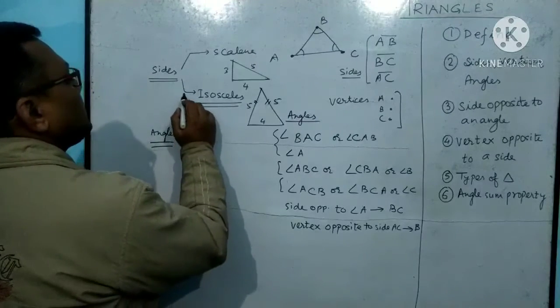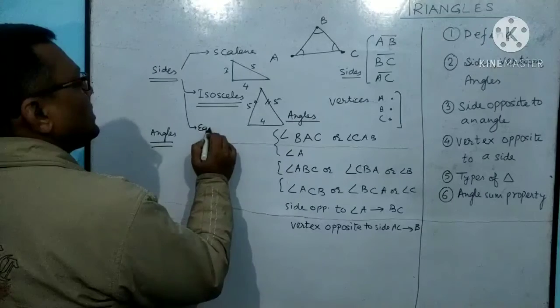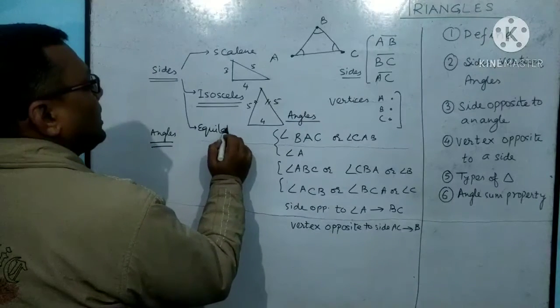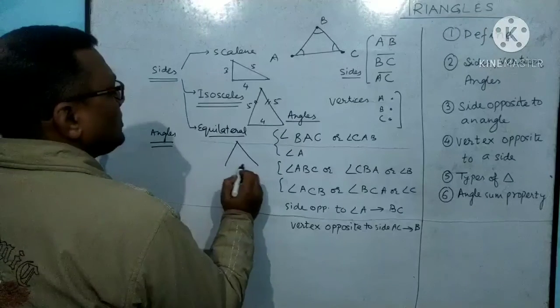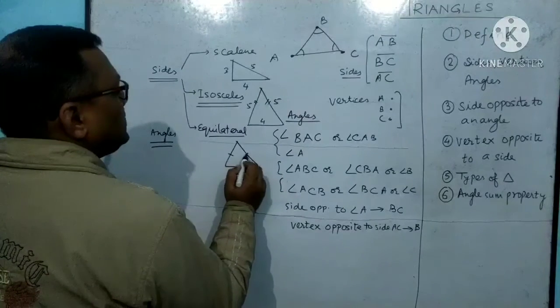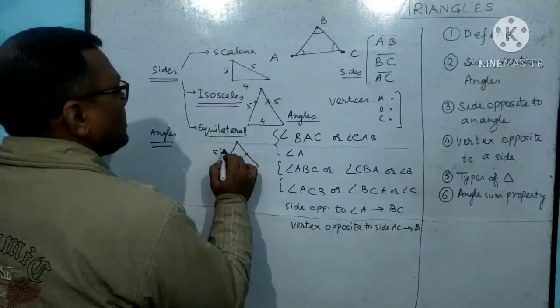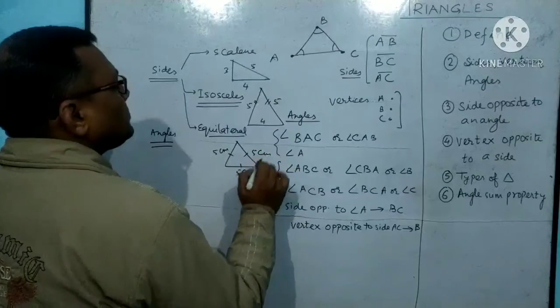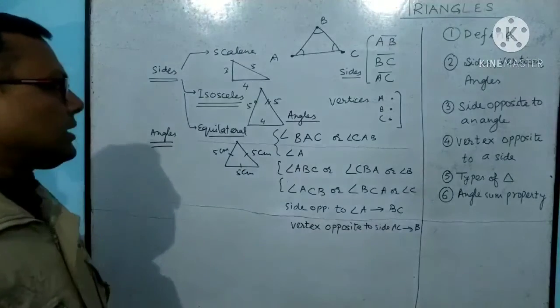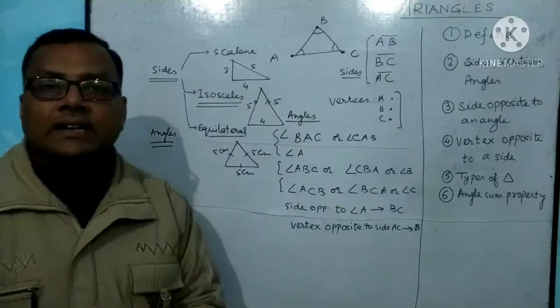Again, I take the third type, which is the equilateral triangle. In an equilateral triangle, all the sides are equal. Suppose I make a triangle whose each side is 5 centimeters. Then this is an equilateral triangle. All sides are equal. So there are three types of triangle based on the sides.